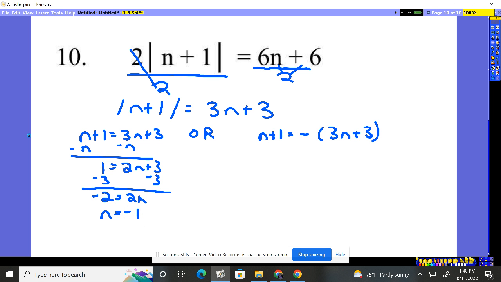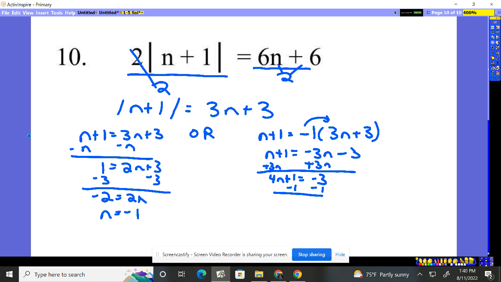We'll come back and see, does it work? On this side, we need to distribute the negative sign through, which is really a negative 1. When I distribute through, I get negative 3n minus 3. I'm going to go ahead and add 3n to both sides. I get 4n plus 1, negative 3. Subtract my 1, I get negative 4. And that gives me a solution of n being negative 1.